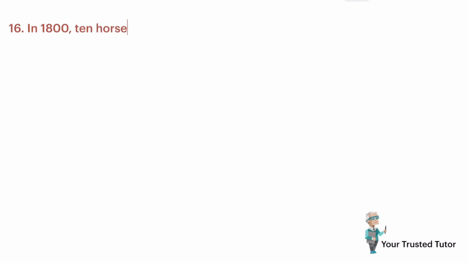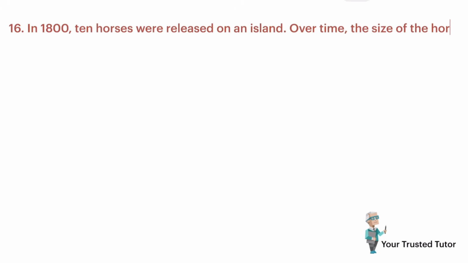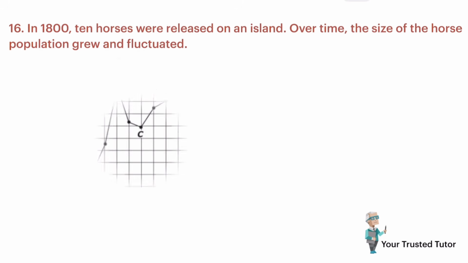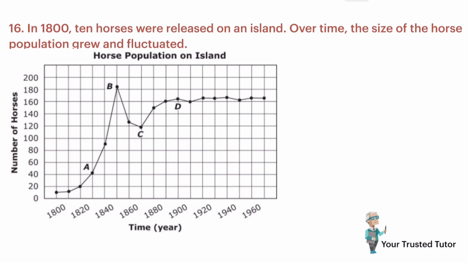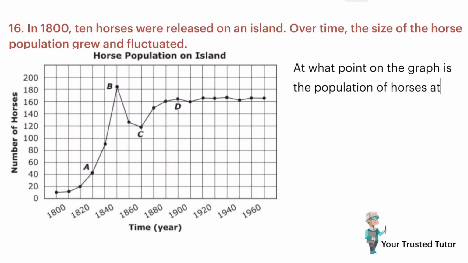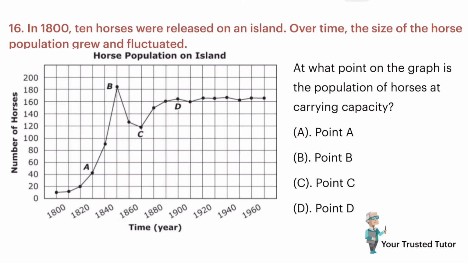Question 16. In 1800, 10 horses were released on an island. Over time, the size of the horse population grew and fluctuated. At what point on the graph is the population of horses at carrying capacity? A. Point A. B. Point B. C. Point C. D. Point D.